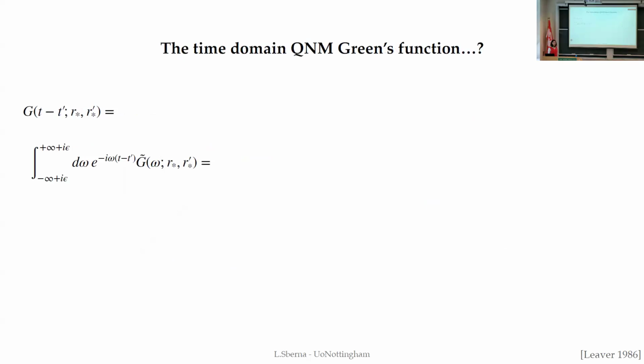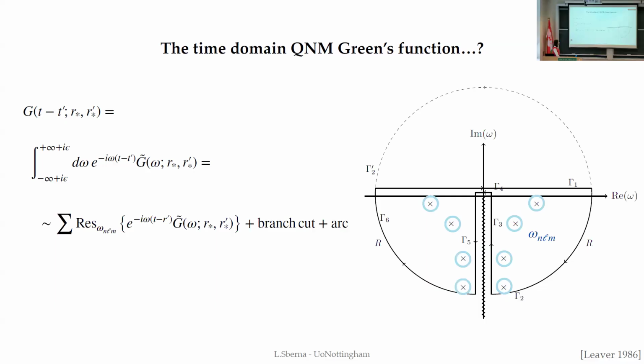And so the standard way to construct the time domain Green's function is to Laplace transform back to time. This would have been an integral over the real line just above the branch point. But to make it more explicit that we have quasi-normal modes in our problem, we will usually say we close the contour in the lower half plane and pick up the residues at the poles and some branch cut and some arc contribution. And so naively, this is what we would call the quasi-normal mode Green's function, right? The part only coming from the residues.